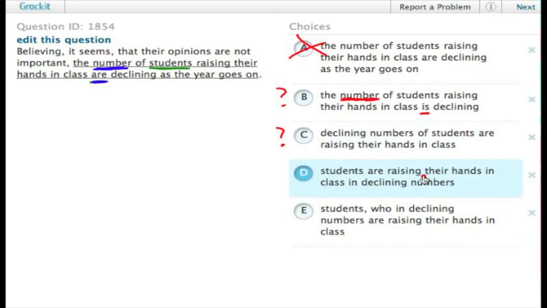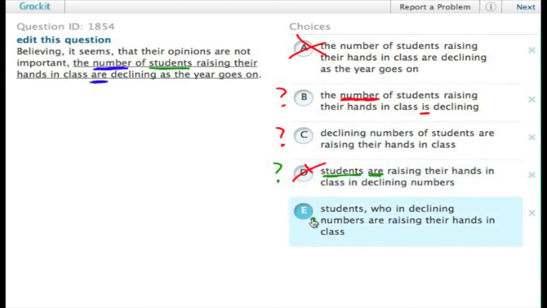Students are raising their hands in class in declining numbers. It's kind of awkward. Or hold on a moment. Let me take a look at that again. Students are raising their hands in class in declining numbers. Okay, now we're using students are. So we're pushing numbers to the end of the sentence and using these students are and kind of more clearly stating that the number of students is declining, or students are raising their hands in declining numbers.